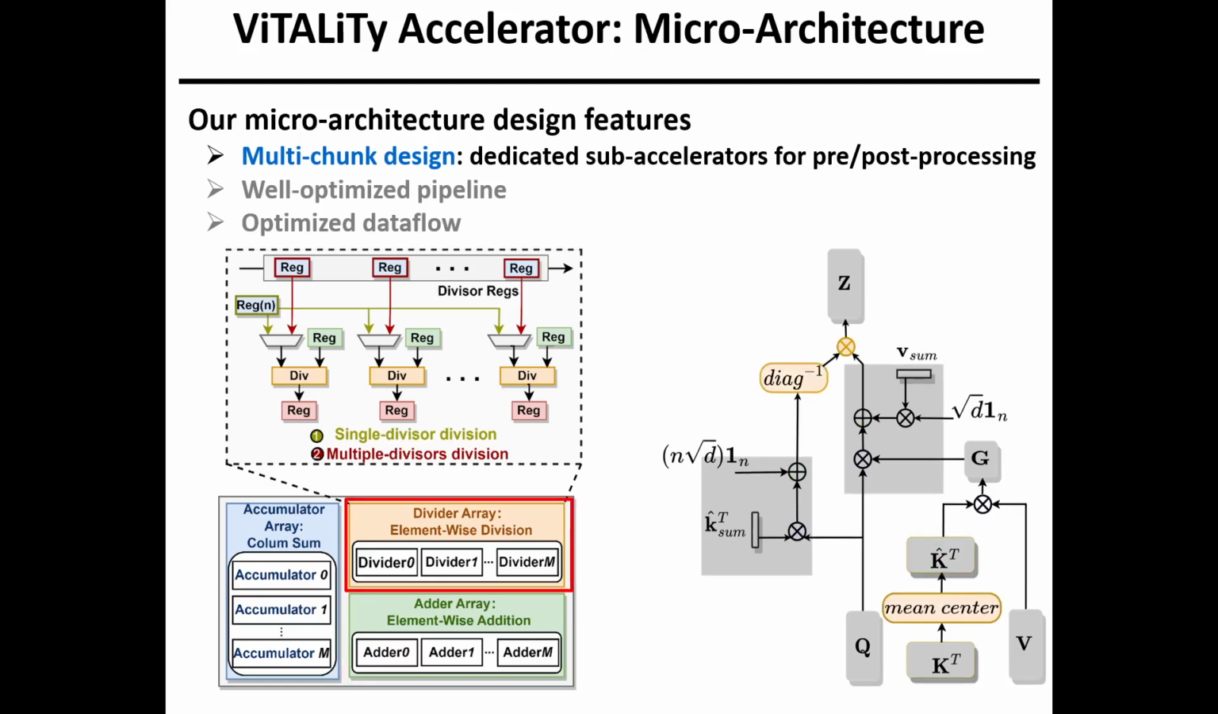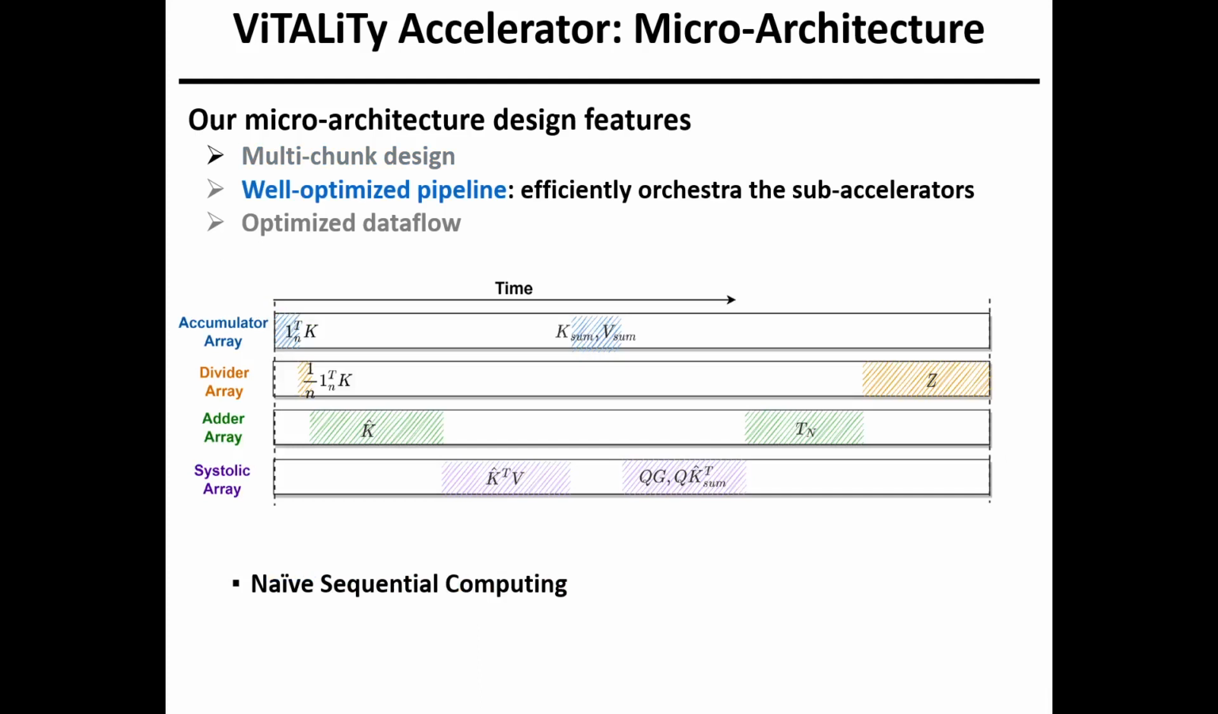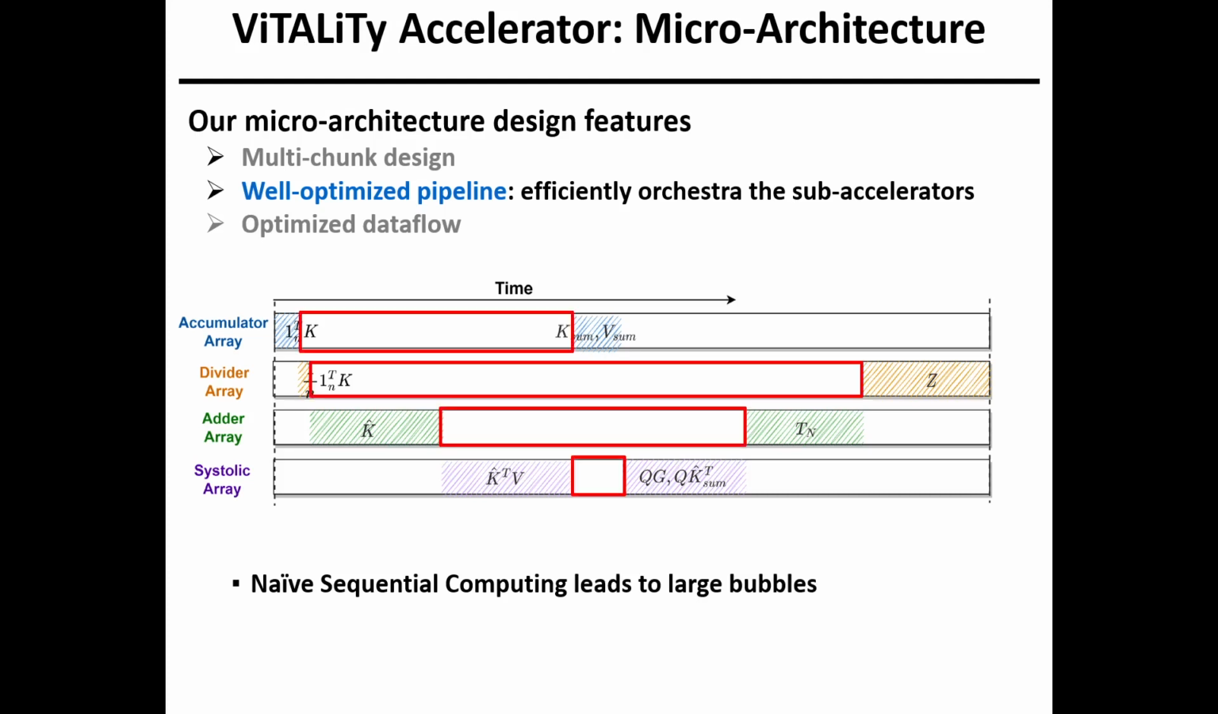And the third one is a divider array for computing element-wise divisions, and it can support both single element division and multiple element division for computing mean centering and matrix vector divisions, respectively. To efficiently orchestrate those aforementioned sub-accelerators under the inter-operation data dependencies, our accelerator is equipped with a well-optimized pipeline. This graph demonstrates the utilization of each sub-accelerator across time when computing the proposed linear Taylor attention. We find that naive sequential computing will result in large hardware bubbles, as shown in the red boxes here, and therefore leads to a low utilization rate.